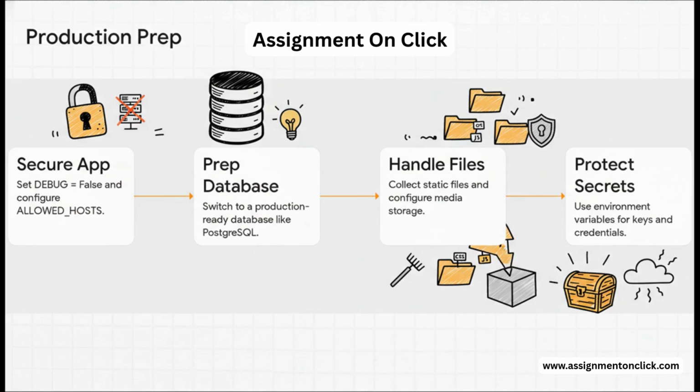First up, you've got to secure your app. The #1 rule is setting debug to false. You do not want to expose sensitive info to the whole world. Second, your database. That little SQLite file you've been using, it's great for development, but for production, you need something robust, like Postgres. Third, your static files, all your CSS and JavaScript. You need to gather them all up so your web server can find them. And last, but maybe most important, protect your secrets. Your API keys and passwords should never be in your code. We use environment variables to keep them safe and sound.